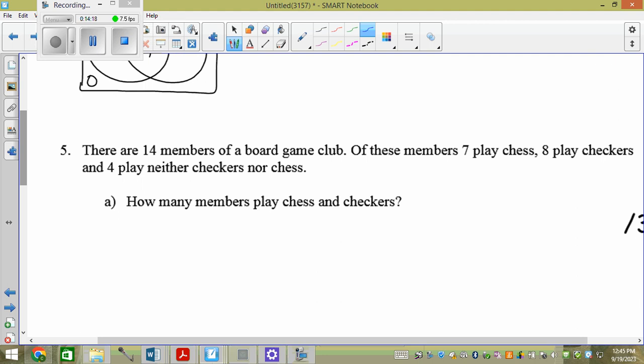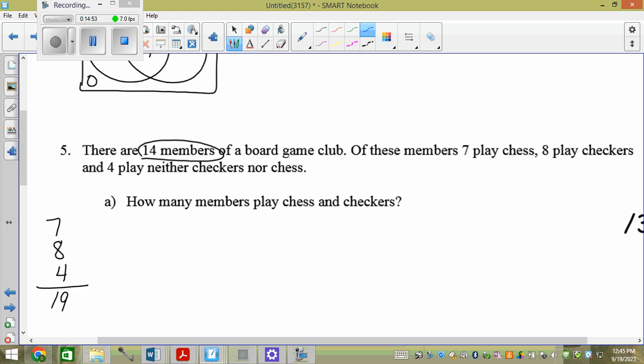This one here says there are 14 members of a board game club. There's 14 total, so that's important. Of them, 7 play chess, 8 play checkers, 4 play neither. Did they give me the and? No. If they give me all the people who put in tickets for chess, and then all the people who put in tickets for checkers, and then all the people who put in tickets if they play neither, that totals 19. We agree?